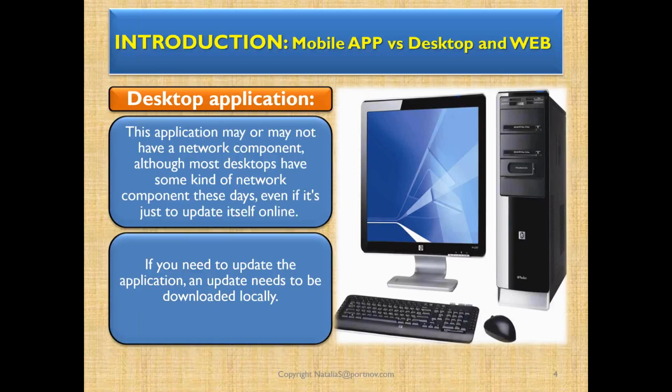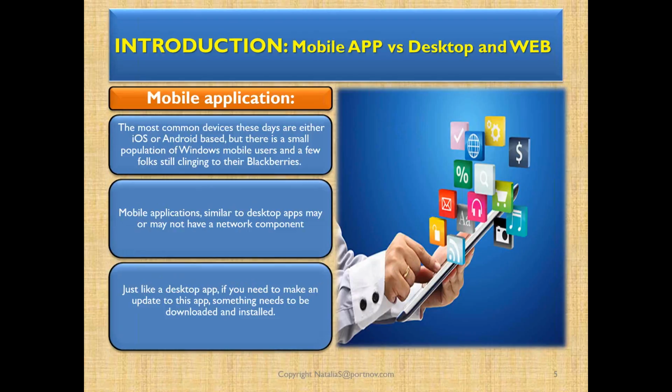So the whole definition of the desktop application is that it may or might not have a network component. Some applications that you download do not require an internet connection, like Microsoft Word. It doesn't care if it has an internet connection or not. It's more like a utility. Then if you need an update, you have to go back to the site where this application was developed, and you download the update.